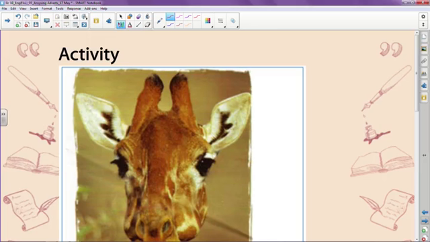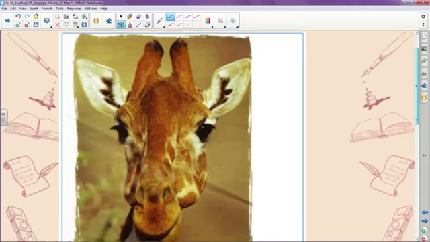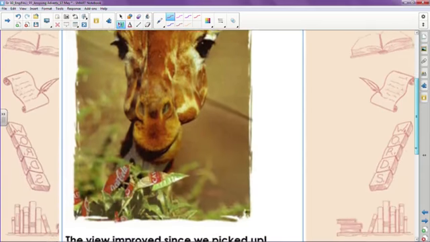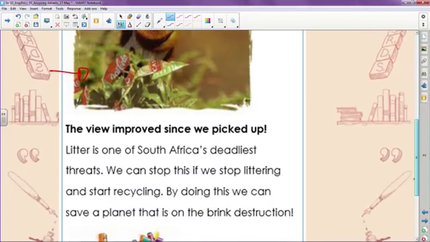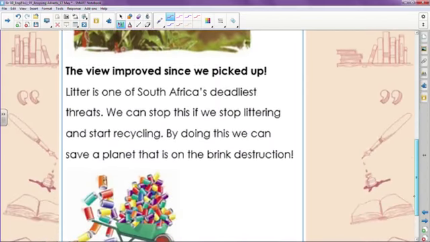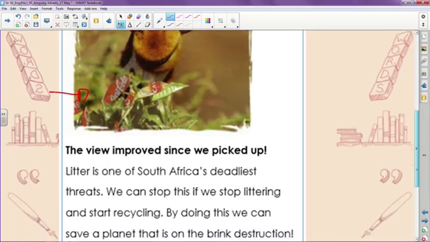Let's have a look at the next one. So the next example is also from a past paper. Okay, and the image is of a giraffe. So let's have a look a little bit more closely. Here we have our giraffe. And if I scroll down, the giraffe is eating leaves, which are in fact tins, made out of tins. And this is what the text says, or the copy. We call the writing in an advert copy.